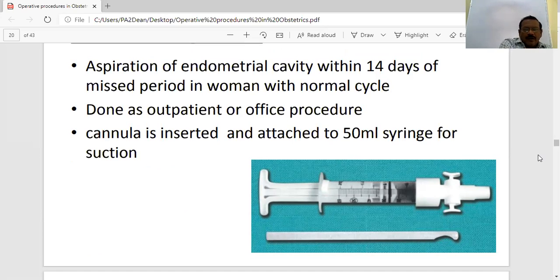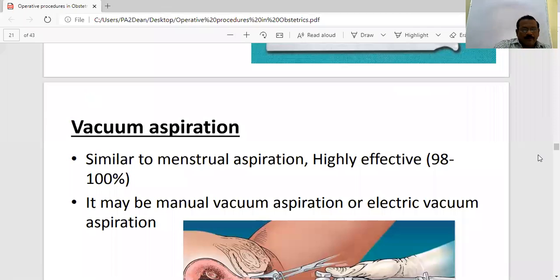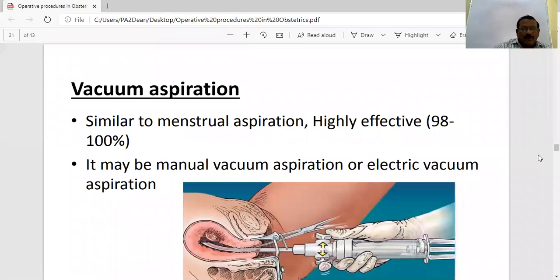Cannula inserted and attached to 50 ml syringe for suction. This is called MR syringe or menstrual regulation syringe. Otherwise, it is also called lunchtime abortion. Then the next procedure is similar to menstrual aspiration. It is highly effective, 98% to 100%.